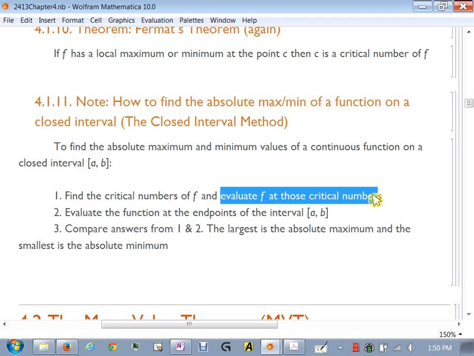You plug them back into the what? Original function. No, you won't plug them into the derivative, because the derivative is where they came from.